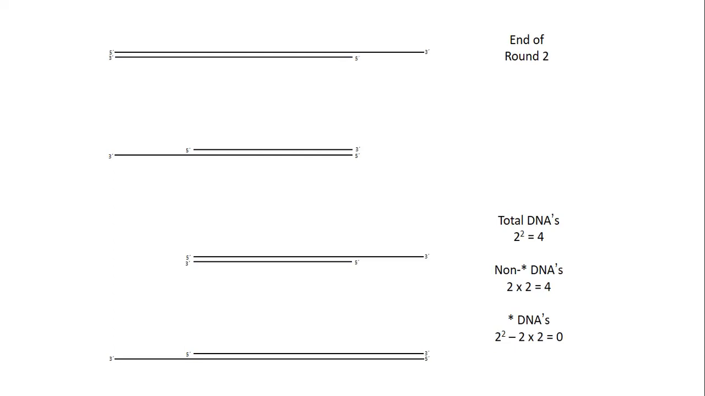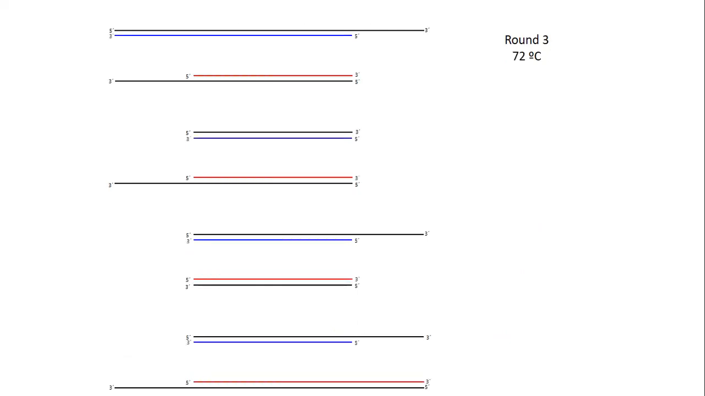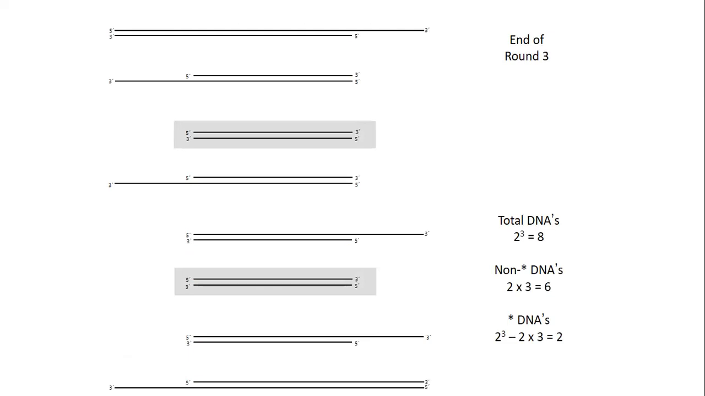Okay. Round 3. So another cycle. Each cycle takes about 2.5 minutes or something like that. I forget the exact time. Round 3, heat up, 95. Anneal, cool down to 55. Elongate, 72. Hey, we did it. After 3 rounds, we now have a total of 8 DNA. 6 of these DNA we don't really want, but 2 of these DNA are now our sequences that are flanked by our primers.